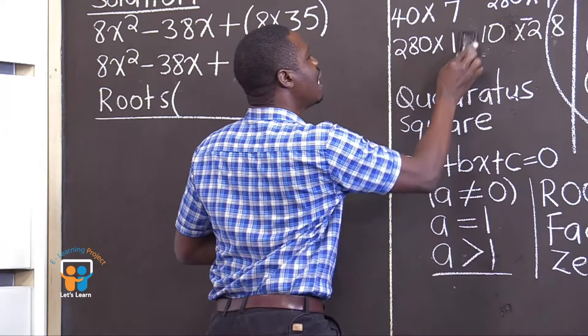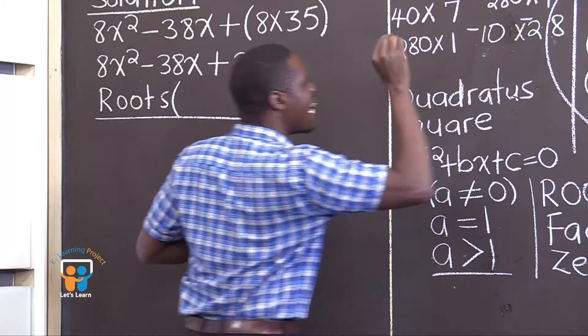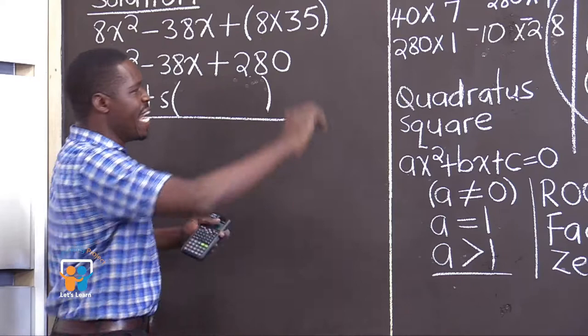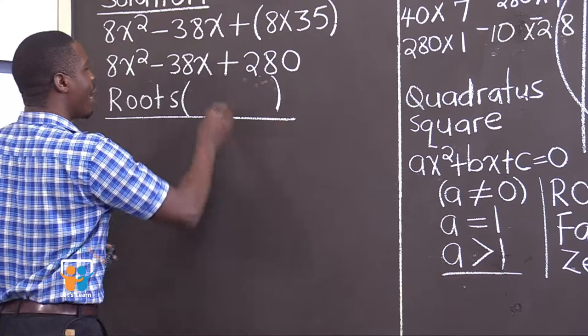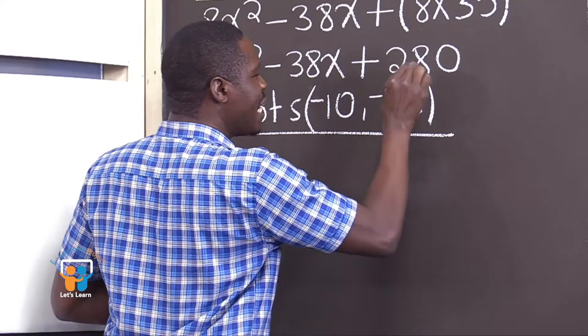So this is a negative 10 and a negative 28. A negative 10 times a negative 28, we get a positive 280. A negative 10 plus a negative 28, we get a negative 38. So now we're having a negative 10 and a negative 28. Those are the roots of the quadratic equation.